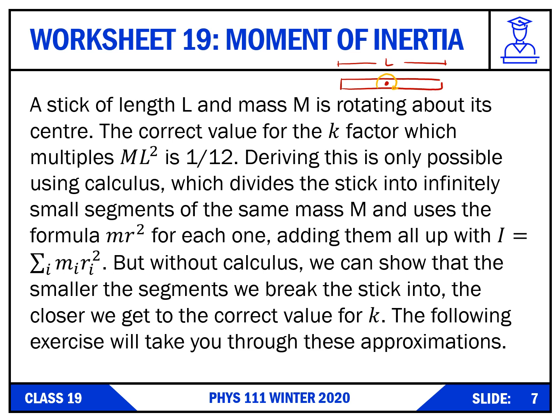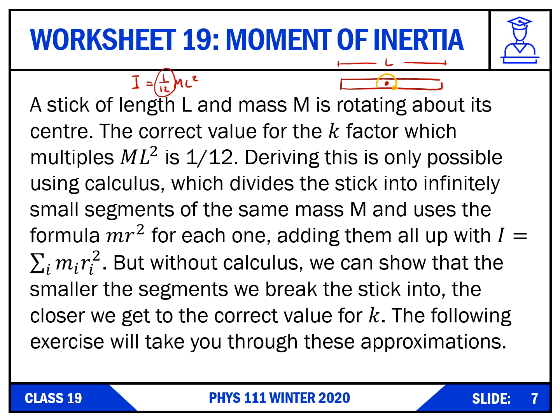So next it states the correct value for the k factor, which multiplies ml squared, is 1/12. So the real value of the total moment of inertia is 1/12 ml squared. And just as many of you had asked in the previous class, where did this 1/12 come from? So that's what we're going to do today. We're going to derive this, and we'll try not to use calculus because this course doesn't involve calculus.